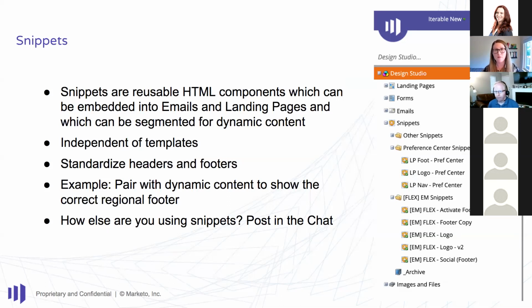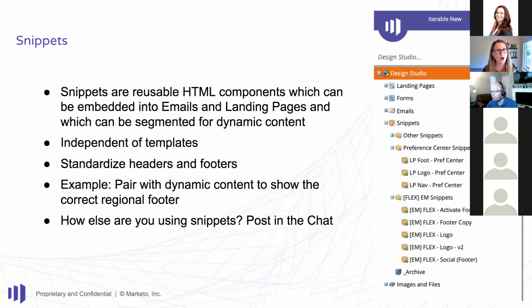I think some of the best use cases for snippets is headers and footers, which this is a screenshot from my own instance. We're primarily using them for headers and footers. And I would love to hear from you guys if you post in the chat some other use cases that you have for snippets. But basically, anytime that you have content that you're going to be reusing all the time, make it a snippet, pull it in, standardizes it, makes it so much easier, makes it brand standard.